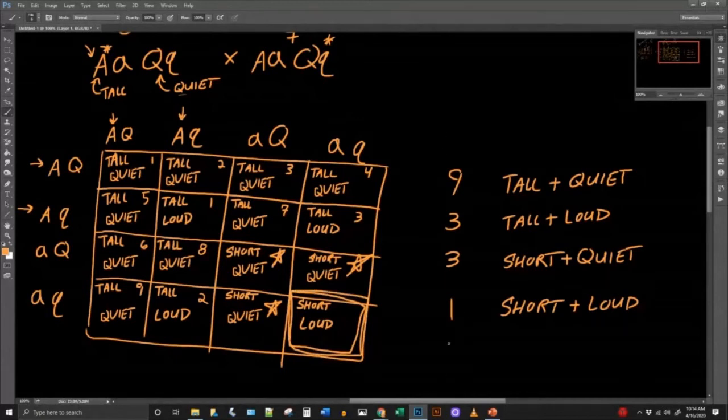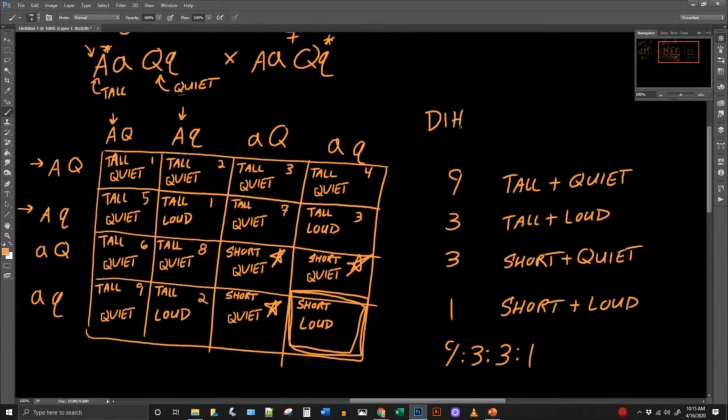Okay, so this is where we get a 9 to 3 to 3 to 1 phenotypic ratio. Just looking at their phenotypes, not their genotype. The genotypic ratio is really, really long and complicated. I have in the past offered it as an extra credit question on some of these tests, but I don't usually ask about the genotypic ratio of a dihybrid cross like this.